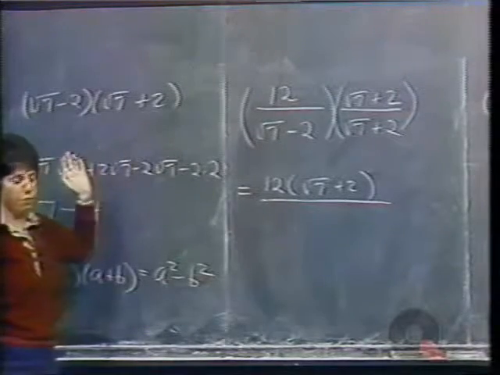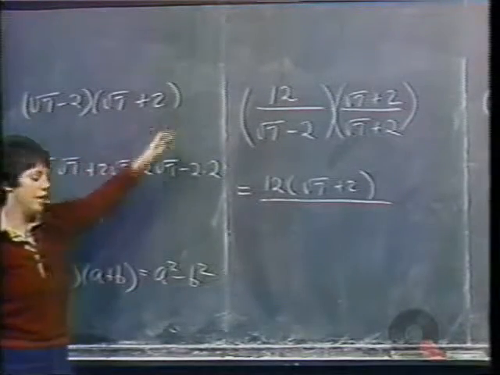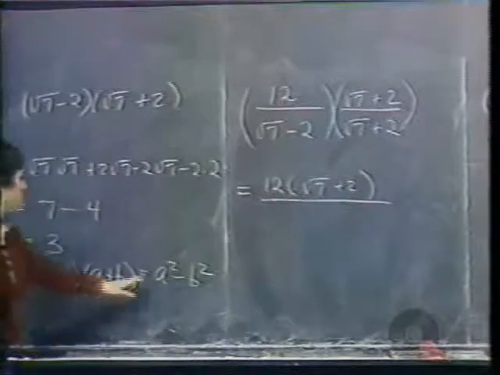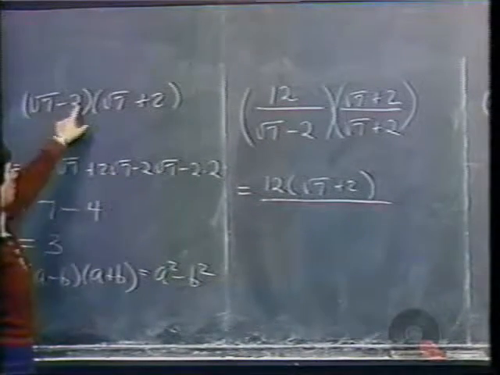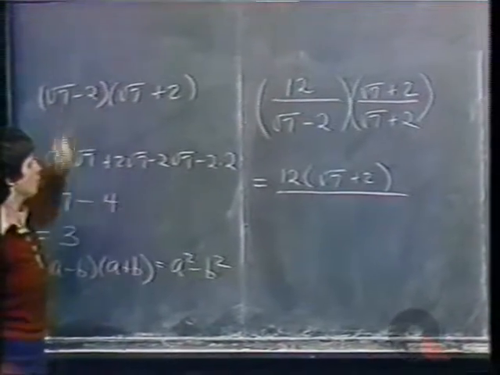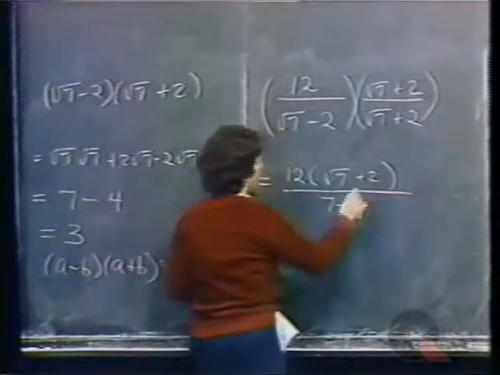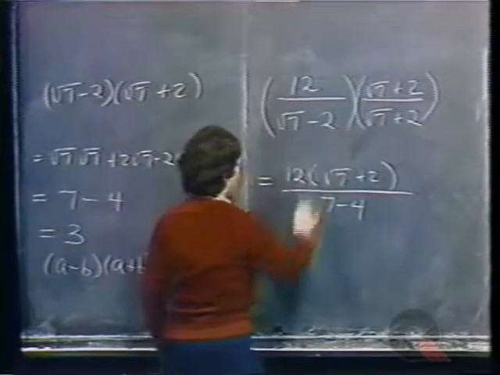You don't really have to go through the FOIL method. If you see it as a minus b times a plus b, it's just a squared minus b squared, the first squared minus the second squared. 7 minus 4, or 3. The bottom is just 7 minus 4. This squared minus this squared.